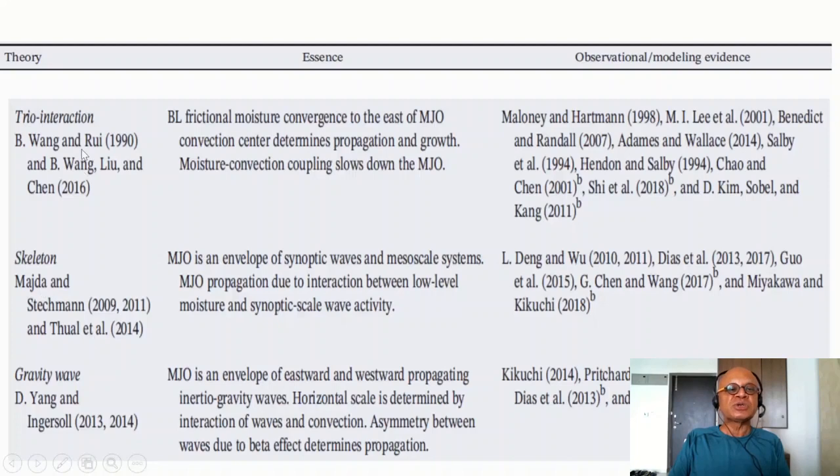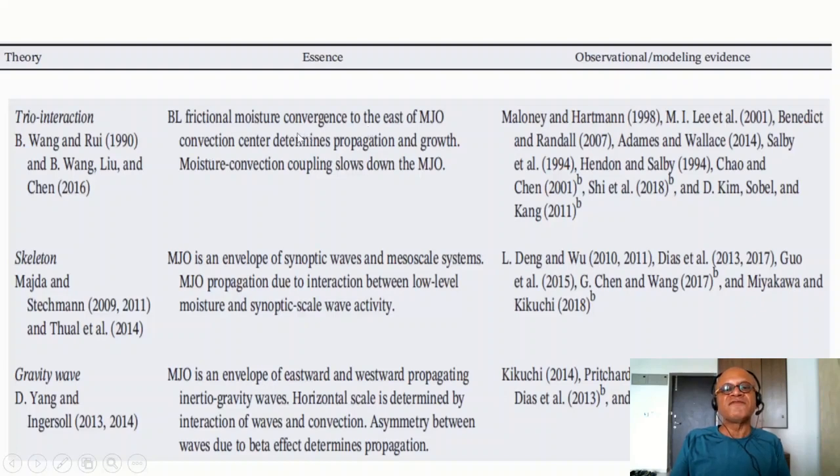The trio interaction is something that emerged out of the older Kelvin-Rossby wave theories. It emphasizes the boundary layer frictional moisture convergence. We called it frictional convergence instability in the model we looked at in some detail, because that chapter was written by Bin Wang, and obviously Bin Wang is the one proposing the trio interaction theory as well.